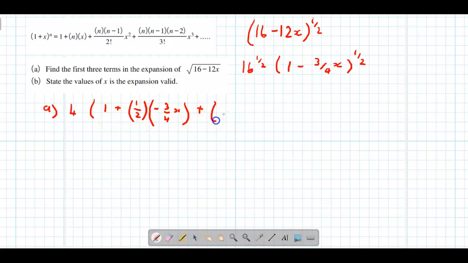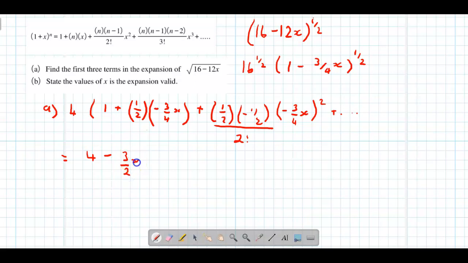So plus, and then we've got n minus 1, which is negative a half, and then we've got negative 3/4 of x all squared. When I get that all squared, that's going to give me a positive. All of this is divided by 2 factorial. Now this is going to give me 4 times 1, which is 4, negative 3 over 8, and then times 4 is going to give me negative 3 over 2x.